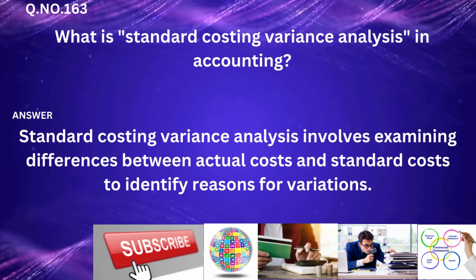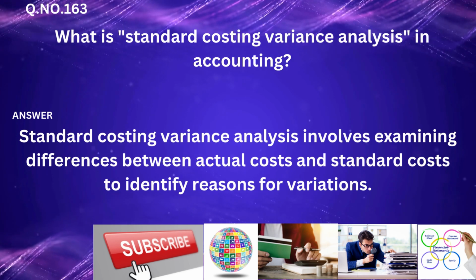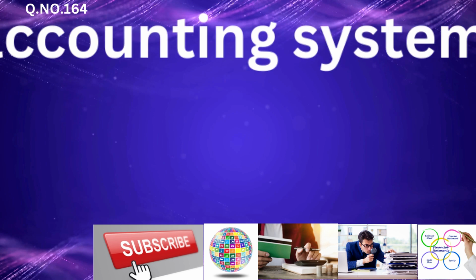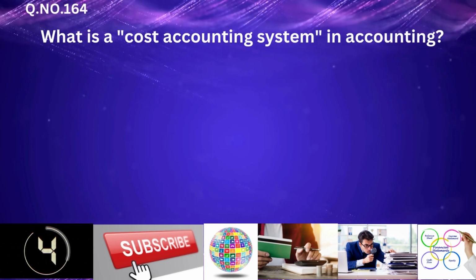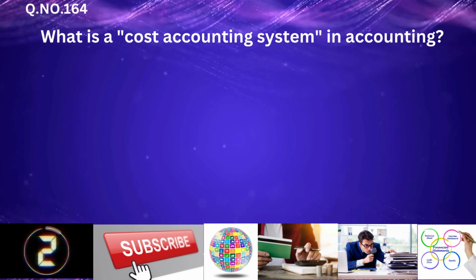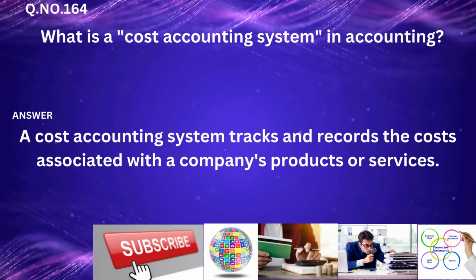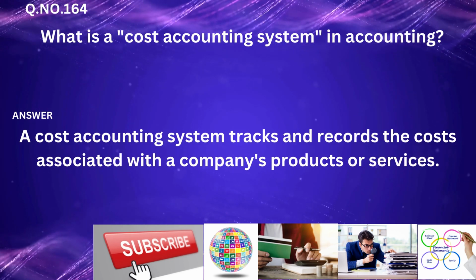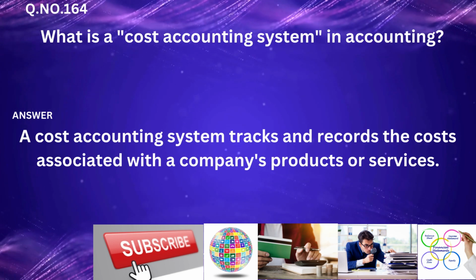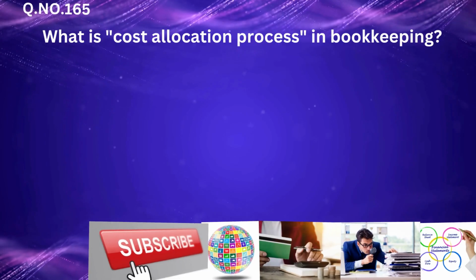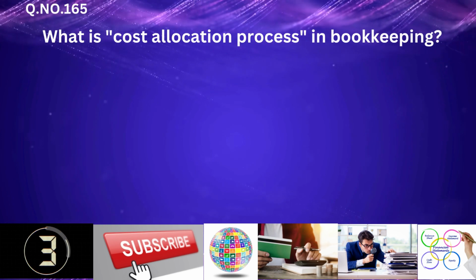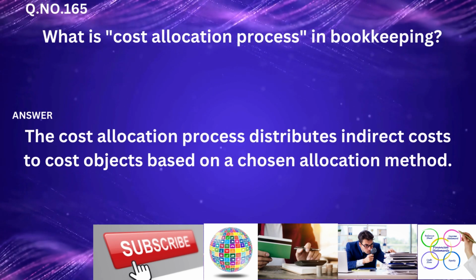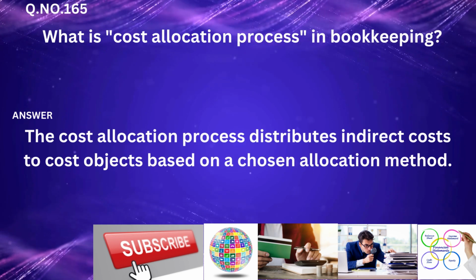Question 168. What is a cost of production report in accounting? Answer: a cost of production report summarizes the production and cost data for a specific period. Question 169. Explain cost reduction in bookkeeping. Answer: cost reduction focuses on finding ways to decrease expenses while maintaining the same level of productivity and quality. Question 170.